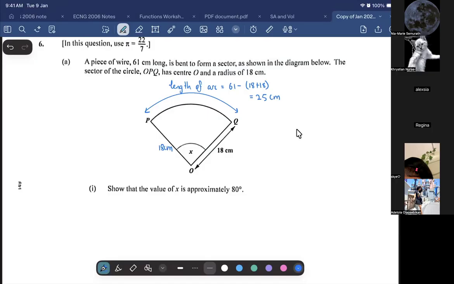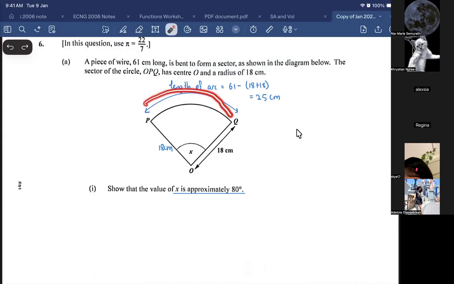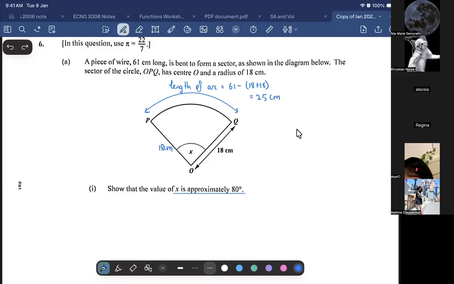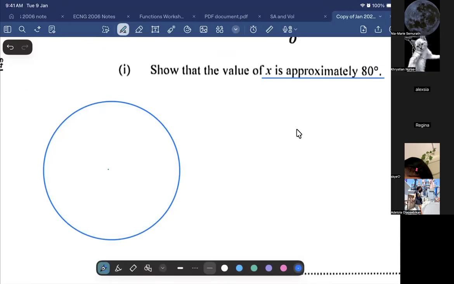So Samir, in the next part, they want us to show that the value of the angle is approximately 80 degrees. You see it, all right? Yes, sir. Think to yourself. We just now found the length of the arc. We have the length of the arc, we have the radius. Is there any formula you know that deals with a sector that might have the length of an arc in it? Even if you can't remember it, let's think. A sector is just what of a circle? Tell me guys, a sector is really just what of a circle?